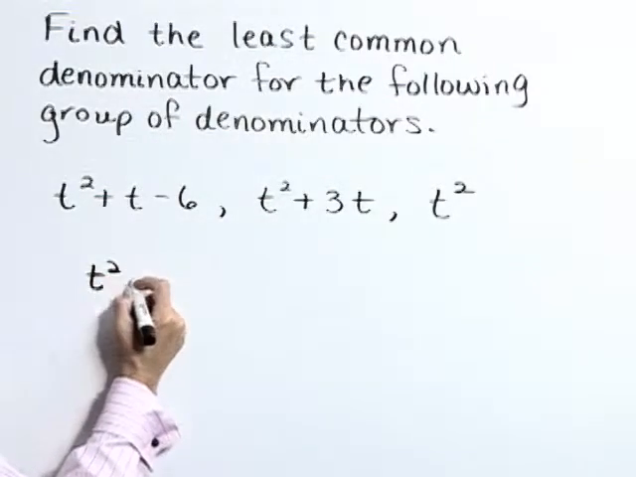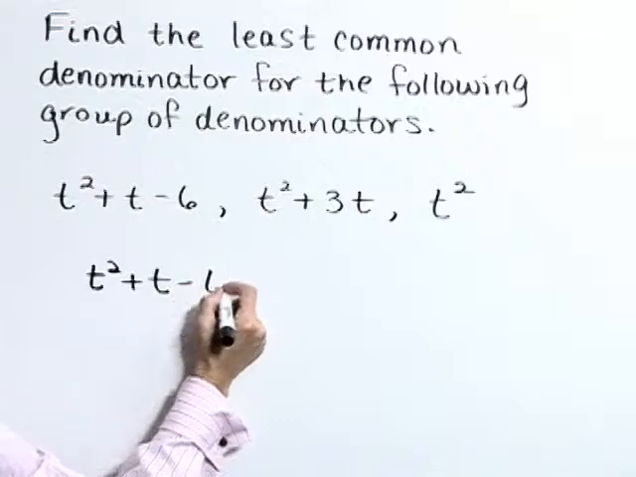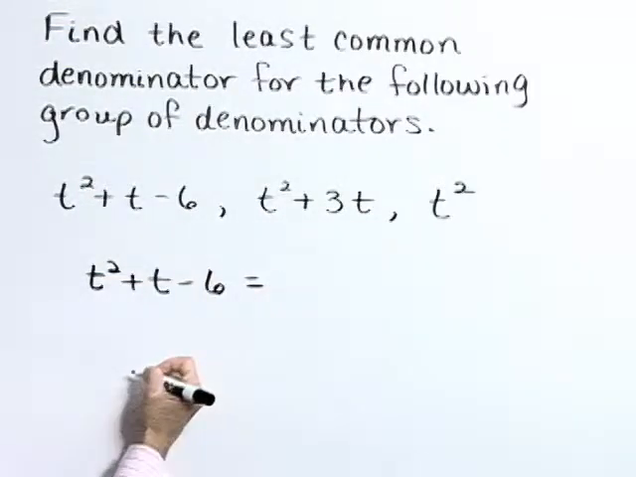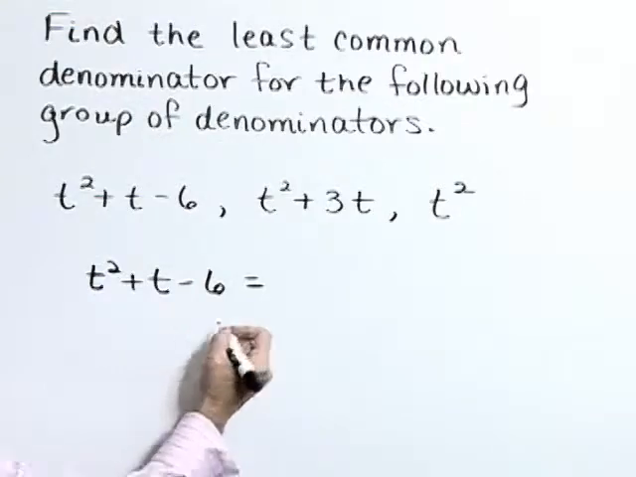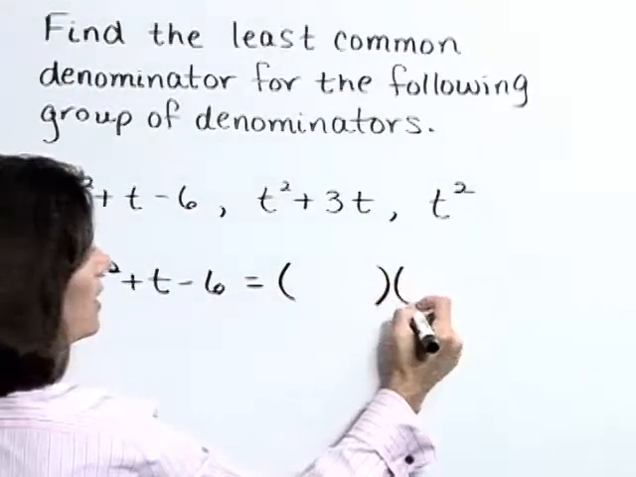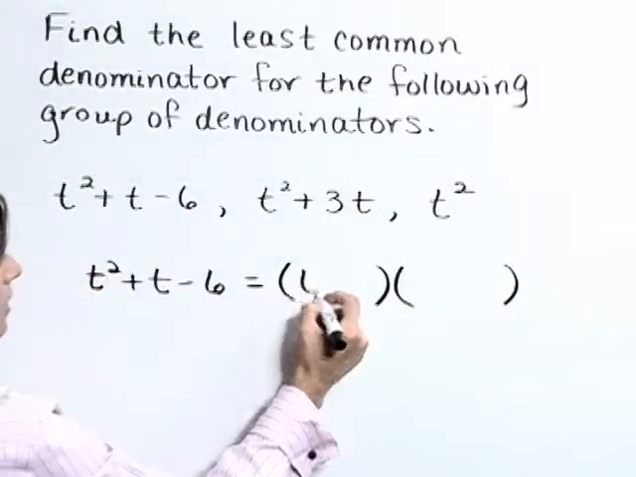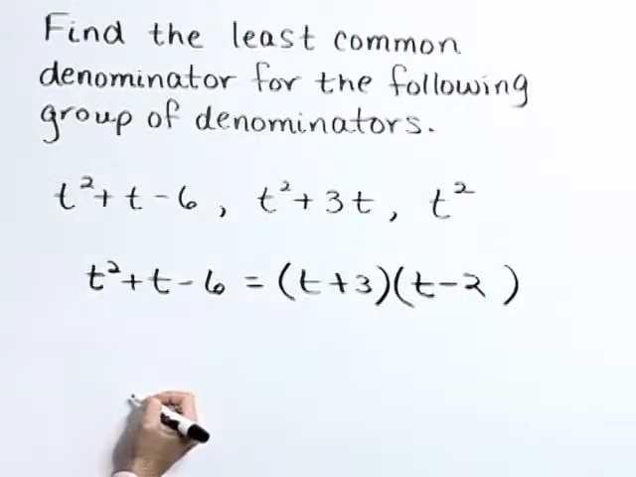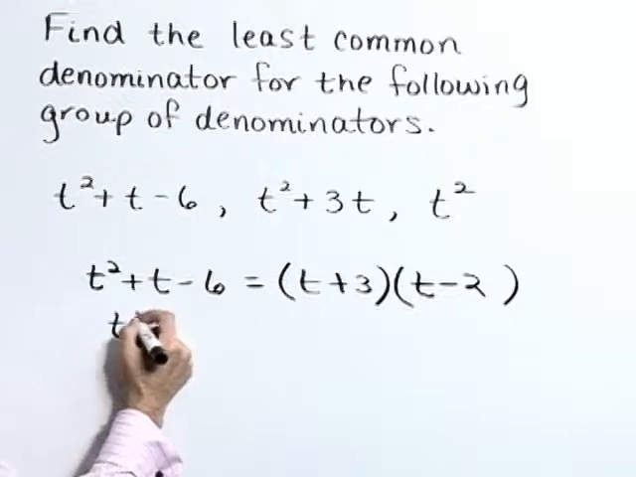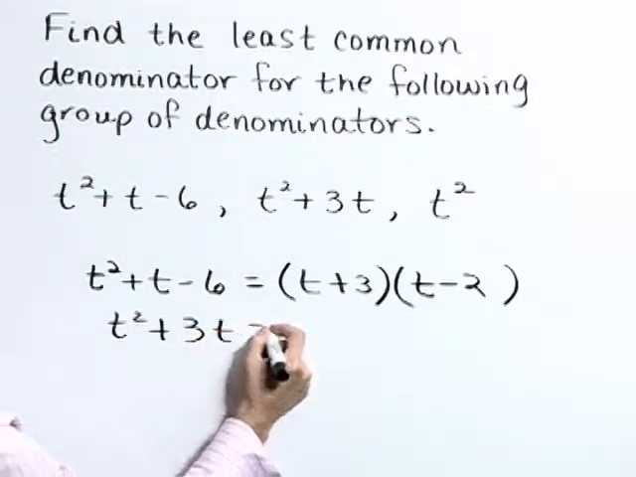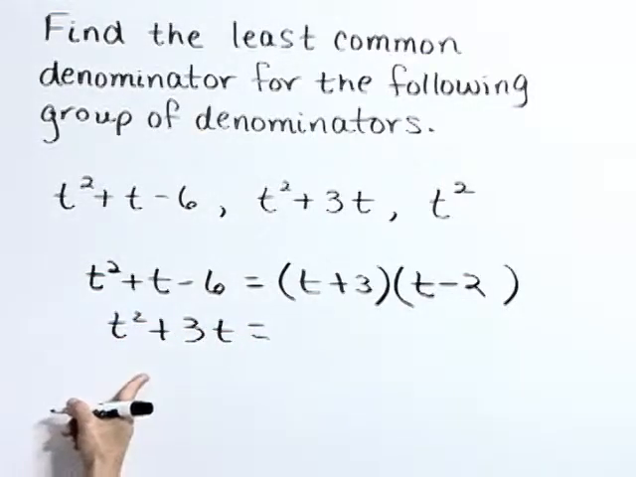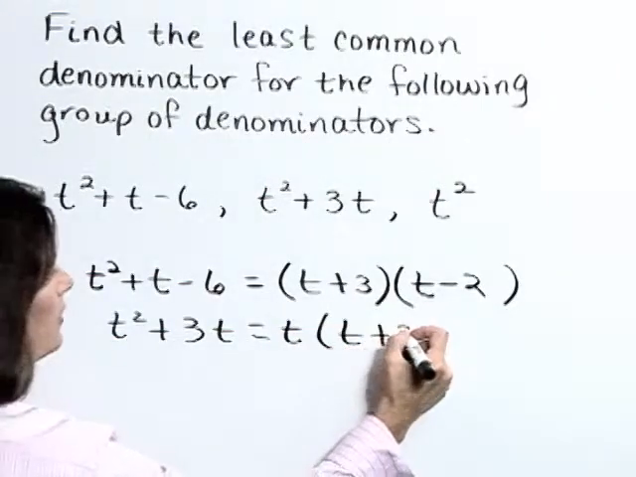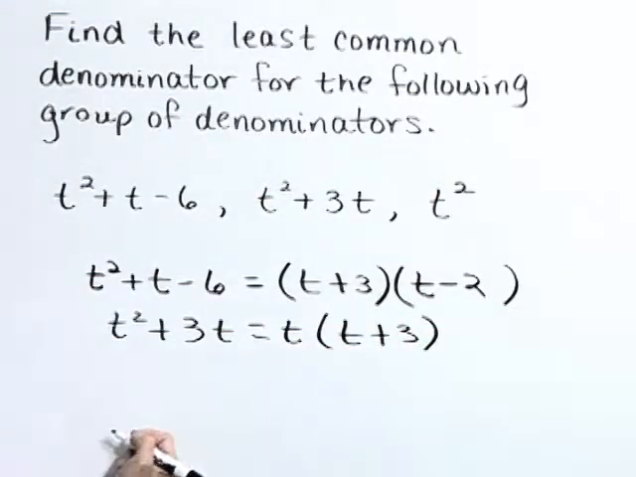I'm going to rewrite this t squared plus t minus 6 in a factored form. We need to see each of these in their factored form to do so. This factors as the product of binomials, t plus 3 and t minus 2. T squared plus 3t, our next proposed denominator, factors as t times t plus 3 as we pull out that greatest common factor of t.